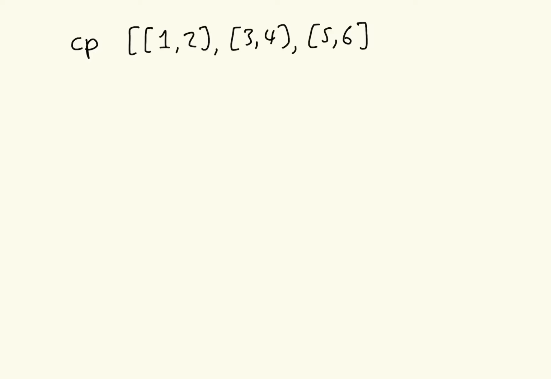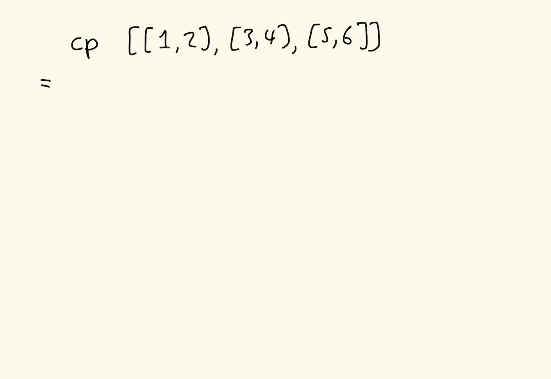So let's think about how to define this first of all. I'm going to define a function called CP, and I'll explain in a moment why I've called it CP. What CP is going to do is take a list of lists and choose all possible ways of choosing one value from each list.